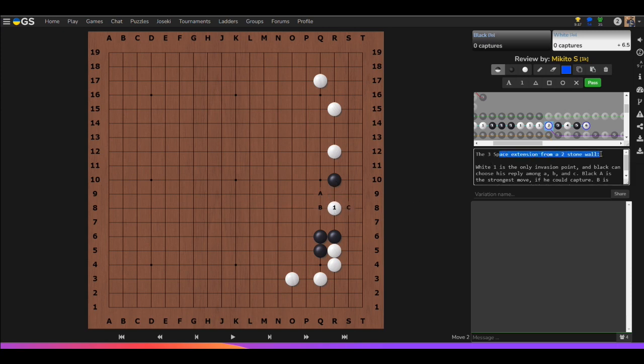So the 3-space extension from a 2-stone wall. White 1 is the only invasion point, and Black can choose his reply among A, B, and C. Black A is the strongest move if he could capture, which, spoiler alert, he can't. So this is actually not going to work. B is more defensive and is actually the correct move. And C is for emergency use only, right? This move is actually considered pretty bad in this aspect.